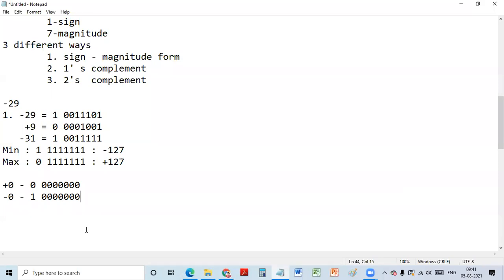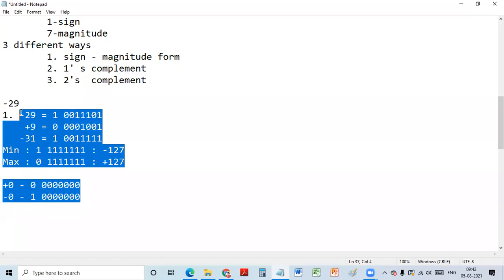So the first disadvantage is the need to separate the sign from the magnitude before proceeding. And the second, since 0 has more than one representation, it is difficult for the computer to decide whether it is +0 or -0. So this is about the sign magnitude form. Is it clear?